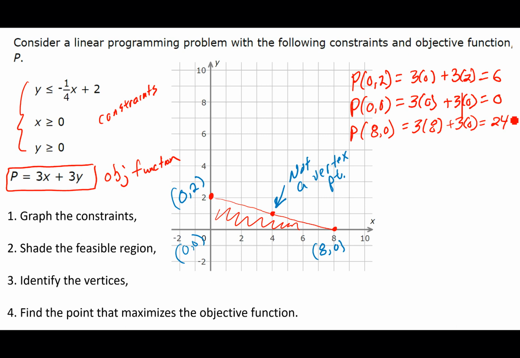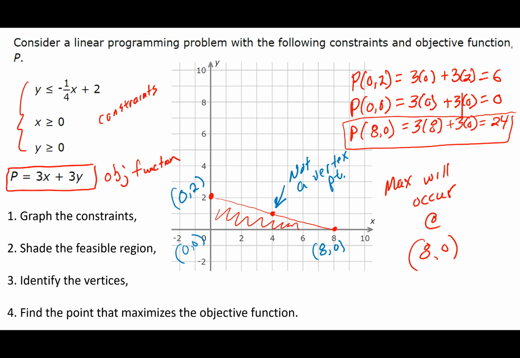So to maximize this one, the maximum is going to occur at this vertex point at 8, 0. So the max will occur at 8, 0. Where it is maximized. So that would be your final answer. Okay, but again, we follow this roadmap. Graph the constraints, shade that feasible region, identify the vertices, the corners of our feasible region, and then find the point that maximizes that function, the objective function.